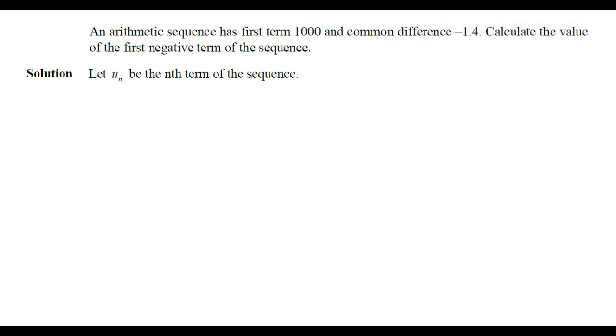This example asks for the value of the first negative term. We are not told which term that is, so we have to figure it out. Using the formula, we can find a simple expression for the nth term in terms of n. Here, we can proceed two ways.